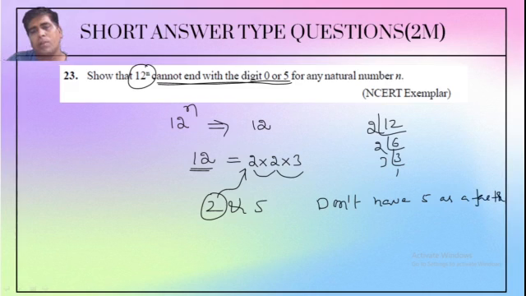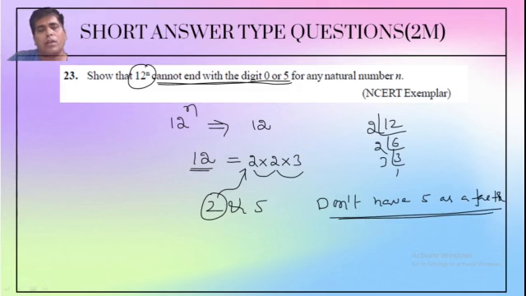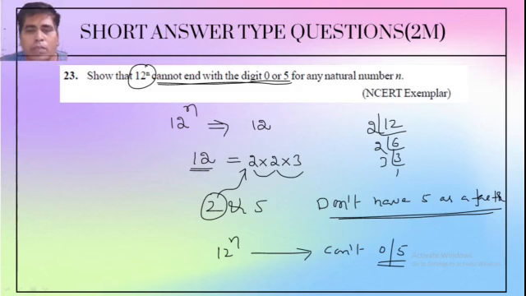So this is a very, very important reason. We can conclude that 12 power n can't end with 0 or 5. Think about it: if any number ends with 0 or 5, it should have two prime factors, one is 2 and the other is 5. We have 2 as a factor, but we should have 5 also as a factor. But in 12 we don't have 5 as a factor, so it cannot end with 0.